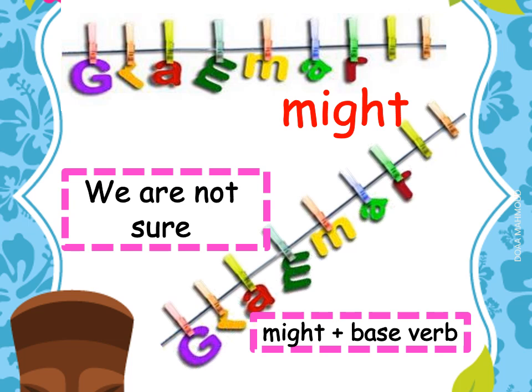We must add the verb in infinitive form after might, like should. So might and should are followed by the verb in infinitive form. For example, I might travel, I might study, I might listen, I might sing, they might open. So these are verbs in infinitive form.